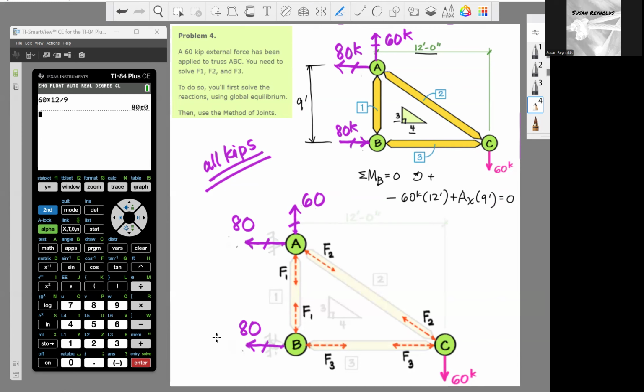And by the way, you don't always have to do things in this order. Sometimes it is necessary, but oftentimes it's not. For example, node C over here only has 2 unknowns, so we completely could have started there. When I do the method of joints, though, I always pick the easiest joint first and then go to the more challenging ones later. So if I look at A, B, and C, B looks really appealing because number 1, there's only 2 unknowns.